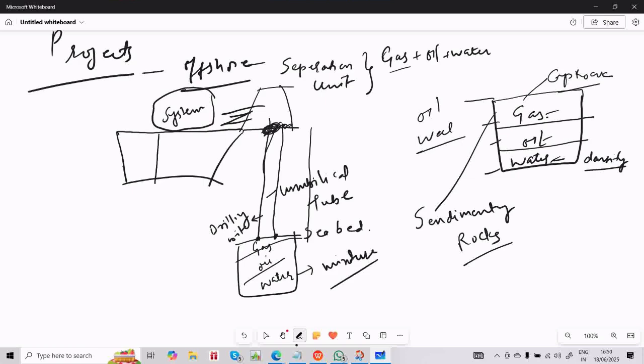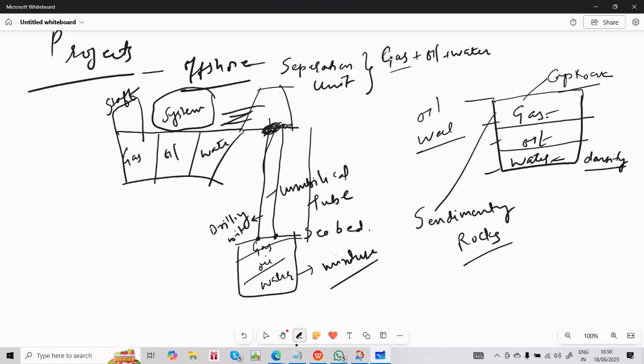Now what happens in the FPSO? There are tanks inside this FPSO. One tank is for gas, one tank is for oil, and in another we will store the required amount of water. The remaining water we will dump into the sea. Now, when this FPSO is standing here, not only the process system is here, you have accommodation for the staff. Staff accommodation will be there.